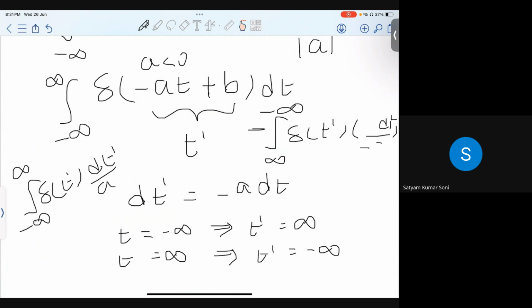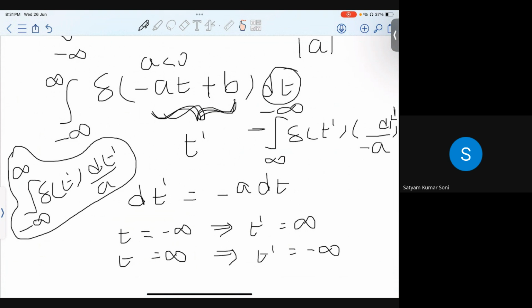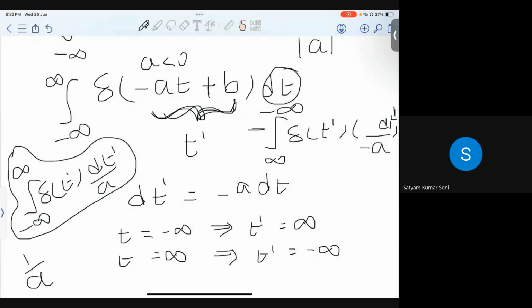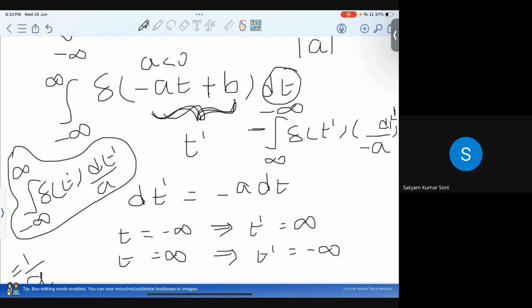This is dt prime by minus a, so this is what you will be left with. When you call this particular element some t prime and evaluate it, interchanging the limits accordingly, this is what you get. And 1 by a is a constant which can be taken outside. So this is 1 by a times the integral from minus infinity to infinity of delta of t prime dt prime, and the area under a delta function is again 1, which will give you 1 by a, right?